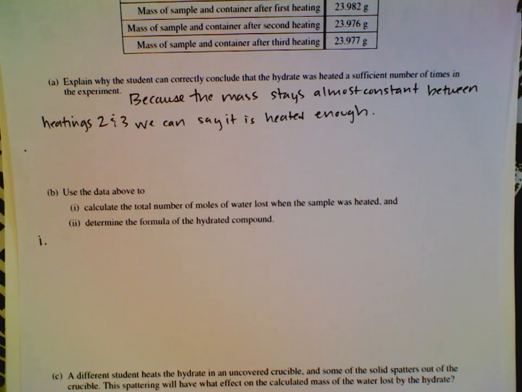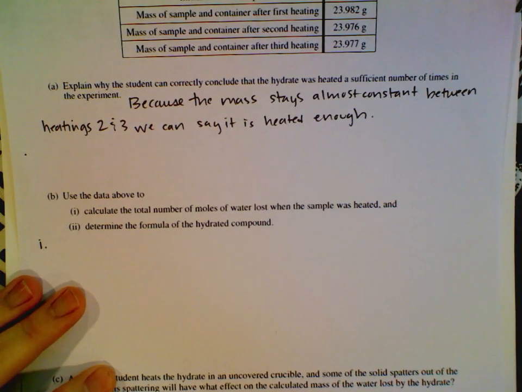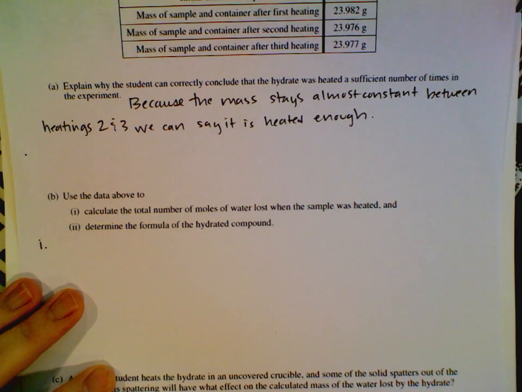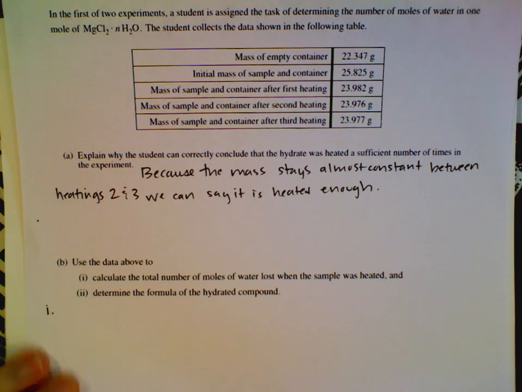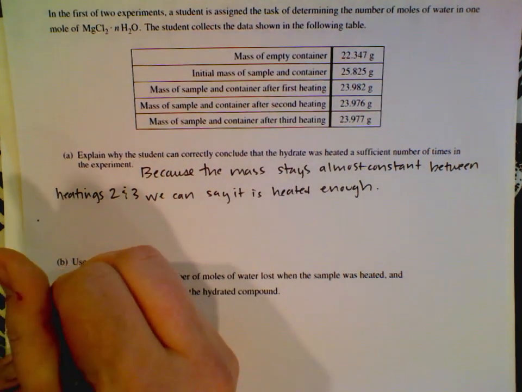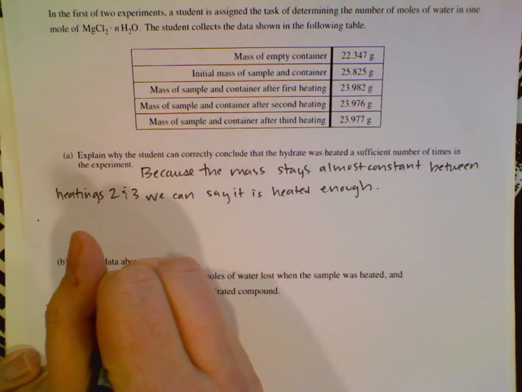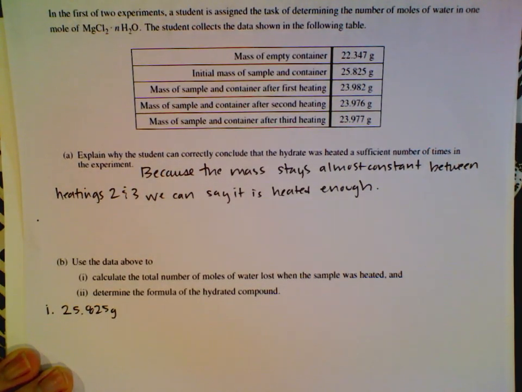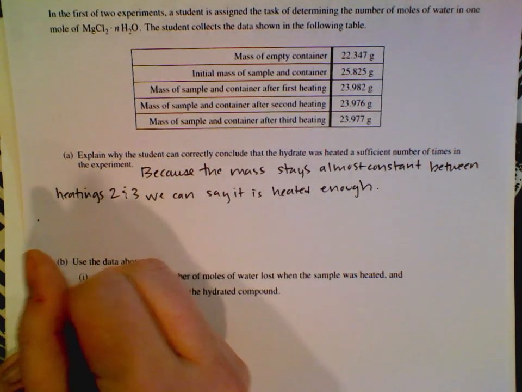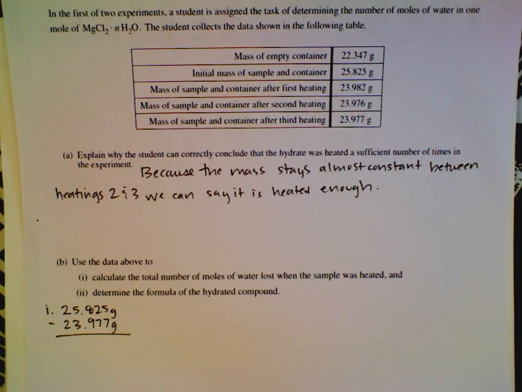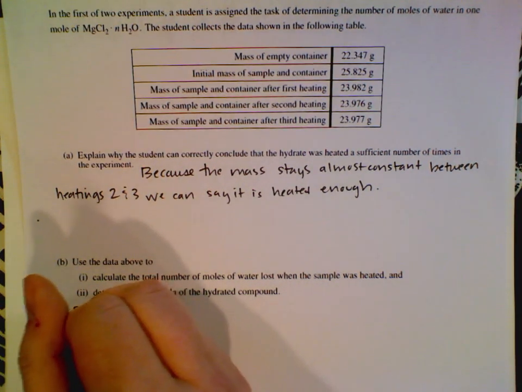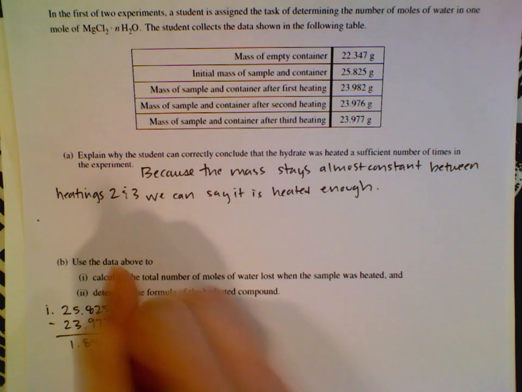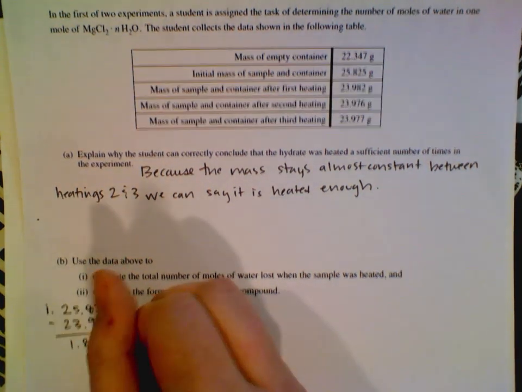And so what I'm going to do is use those pieces of data from earlier in the problem. I need to take the mass of the sample and the container, which is 25.825 grams, and then subtract from it the mass after my third heating, which is 23.977 grams. If you subtract those and put those into your calculator, you should get a mass of 1.848 grams of H2O. Now it's asking you to take those grams and convert them into moles of water, so that is what I'm going to do.